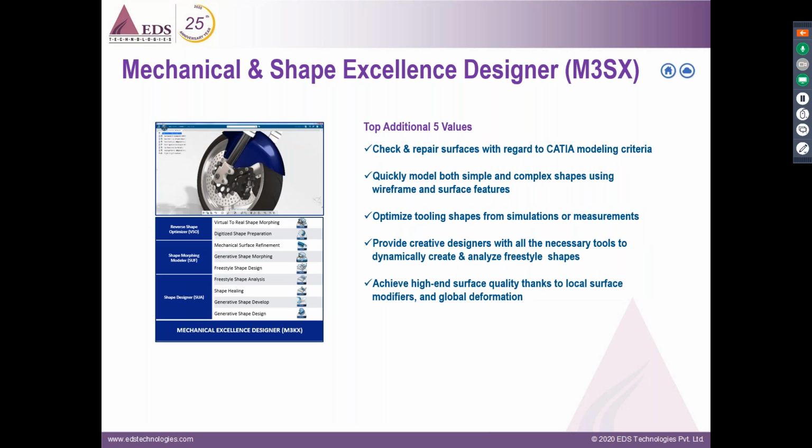Then the third package is mechanical and shape excellence designer. This is compared with hybrid design 2, HD2. You can migrate HD2 to the M3SX package, directly transform your business and continue with the digital journey. We have all the advanced surfacing functions with additional features which are much more powerful, and apart from that the HD2 features are available on M3SX on CATIA 3D experience.